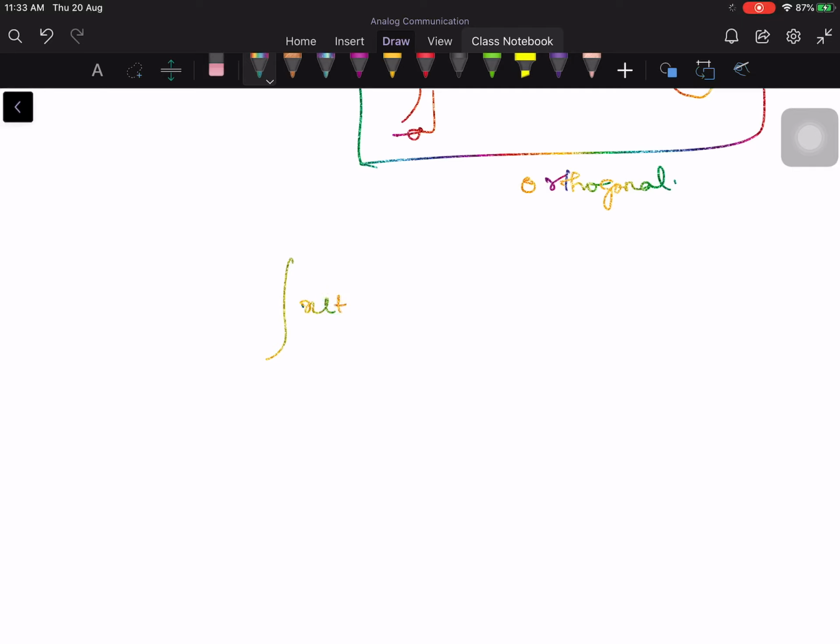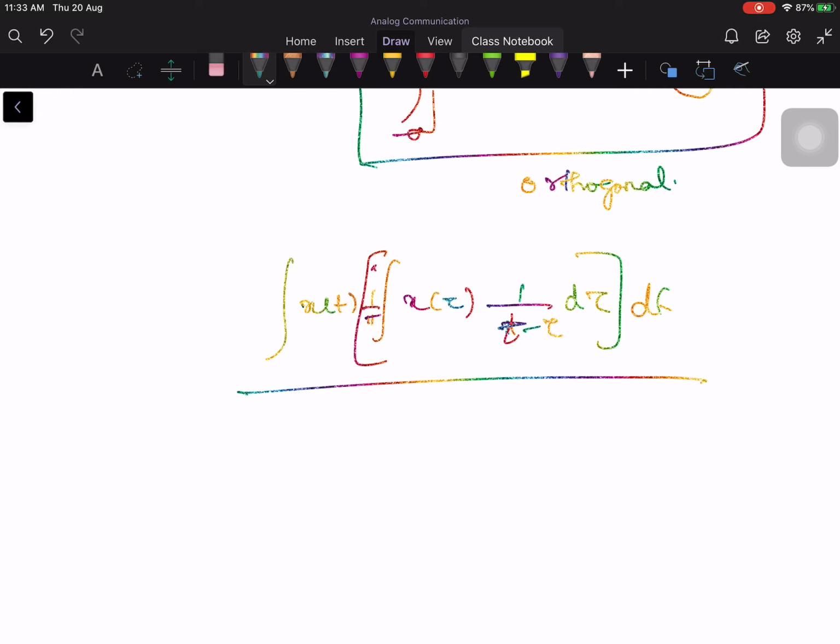x of t and its Hilbert transform is like the integral of again x of tau times 1 over pi, t minus tau, d tau, and 1 by pi will come here and dt. So this proof is a little cumbersome.